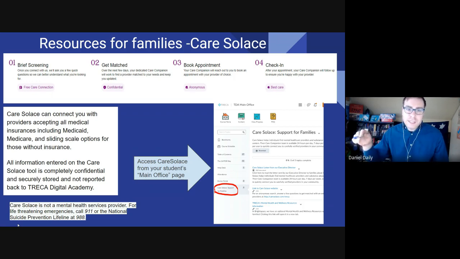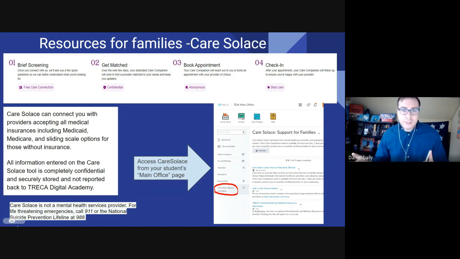The process is, if you connect with Care Solace, it gives you a brief screening about what services you're looking for for your student. It helps you get matched with a mental health care provider. They take care of figuring out if it matches up with your insurance and is covered, or if you participate in Medicaid or Medicare, how it connects with those programs, or even if you're without insurance, it has some options for that. All this is completely confidential and anonymous.